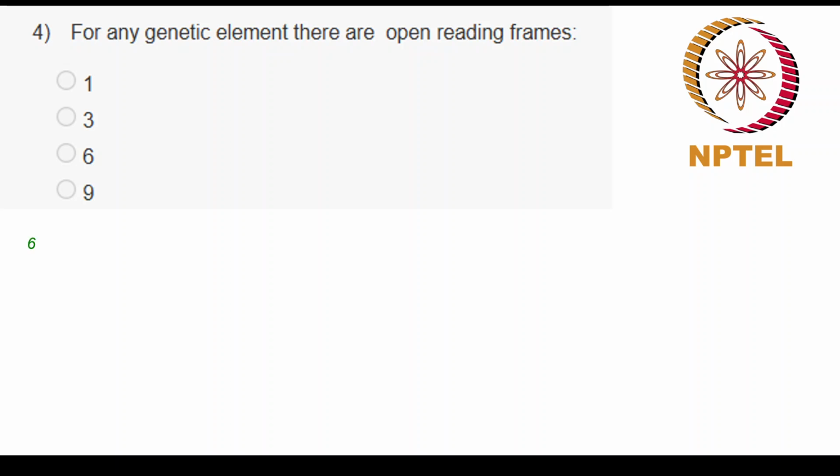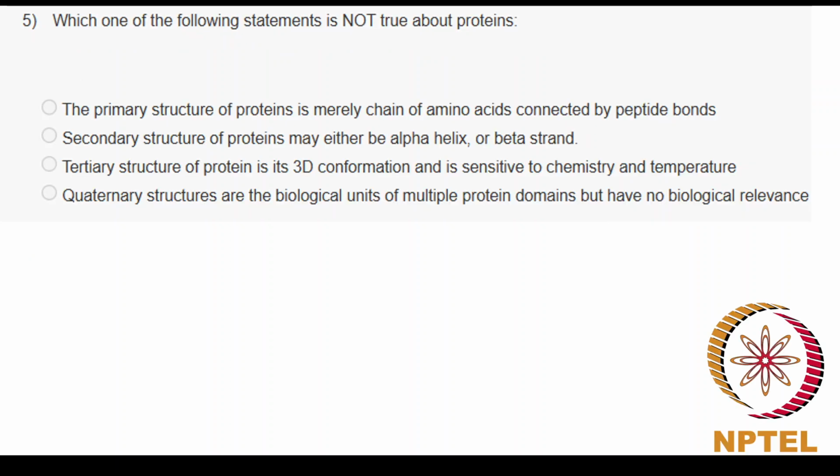So the answer is number 6. This is a very clear solution. So we'll move forward to the next question. Which one of the following statements is not true about protein? So be very mindful, it is not true about protein.